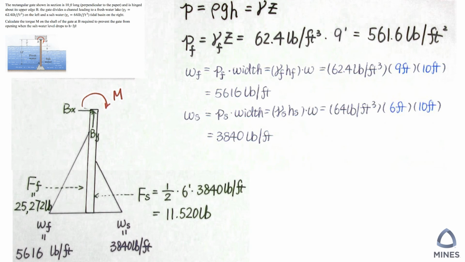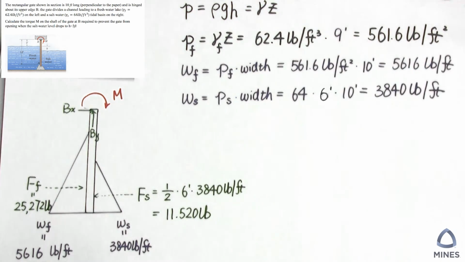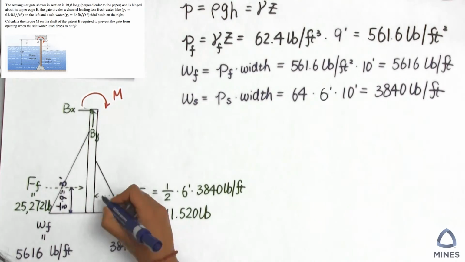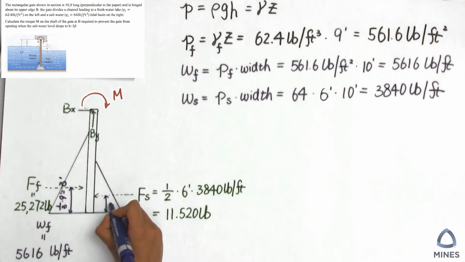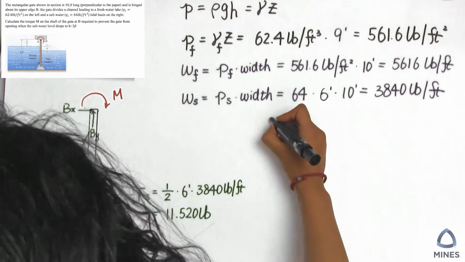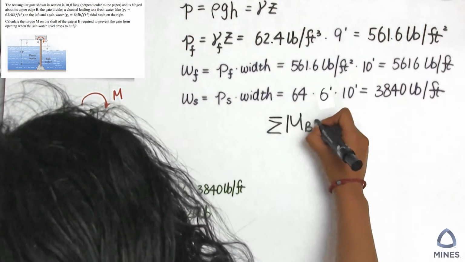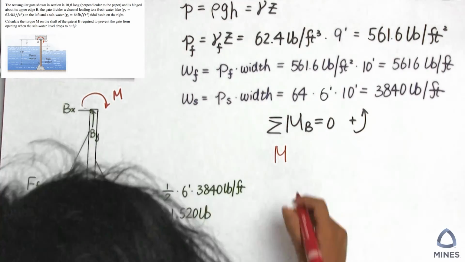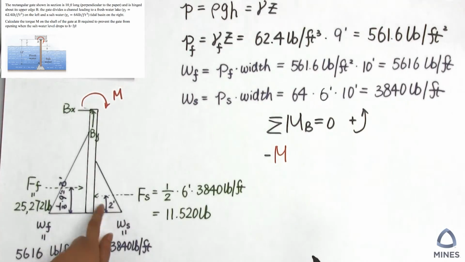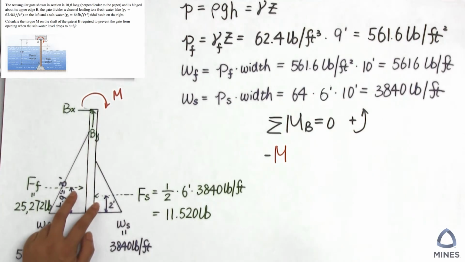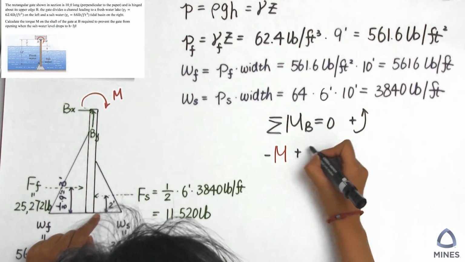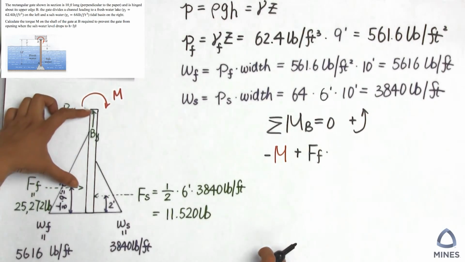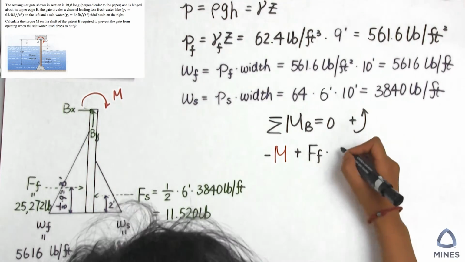Now we have to mark the dimensions. It will be 3 feet here to the bottom, which is 1/3 of 6, 2 feet. Okay, so now if we sum moments around B, this is the moment we want to calculate. And then Bx and By will be cancelled. So we have the fresh water multiplied by the distance from B all the way to here. That's going to be 12 minus 3, 9 feet.